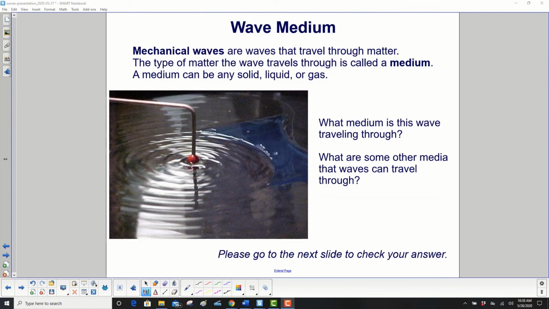Another definition. Mechanical waves are waves that travel through matter. Could probably also call them matter waves, but we'll call them mechanical waves. The type of matter that the wave travels through is called a medium. A medium can be any solid, liquid, or gas. So a couple questions. What medium is this wave traveling through? And what are some other media that waves can travel through? And we already said solid, liquid, or gas. Please go to the next slide to check your answer.